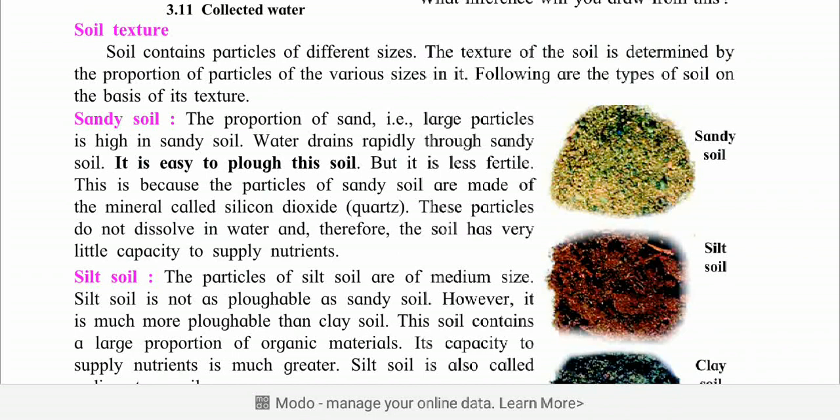Means how many particles of various sizes, some may be small, some may be big, some soil is very sticky, very soft, fine, some is a mixture of stones, a sandy structure, and colors are different. So varieties of soil textures are available in our surroundings. Let us learn some of them. First is sandy soil. The proportion of sand, that is large particles, is high in sandy soil.